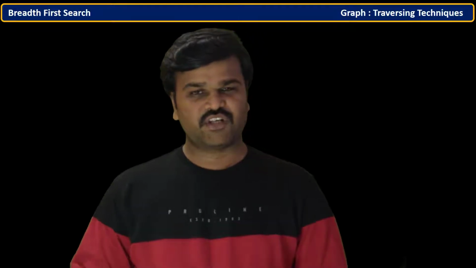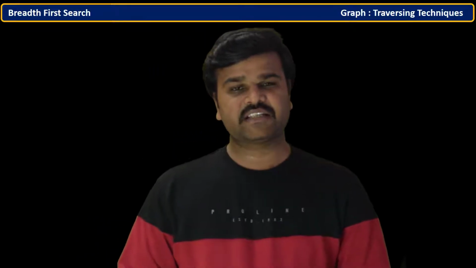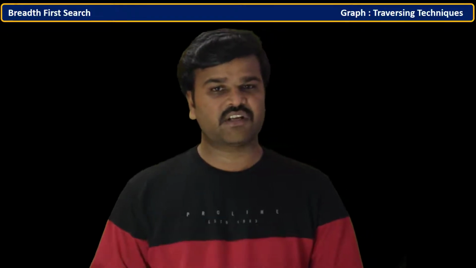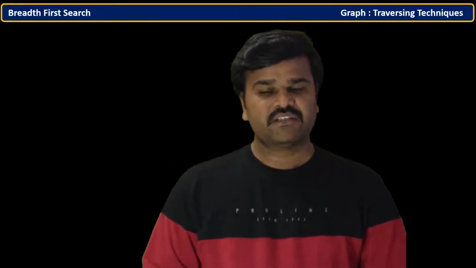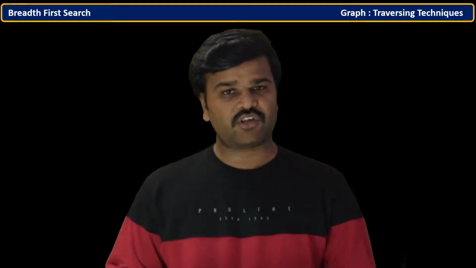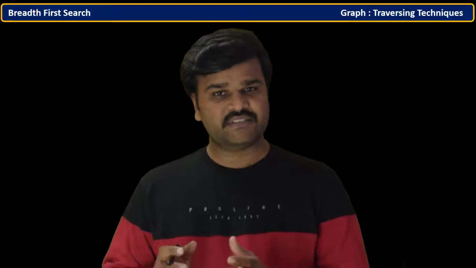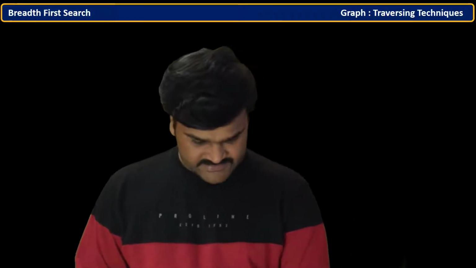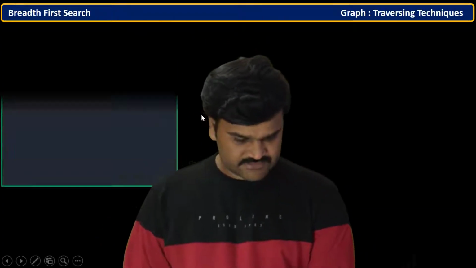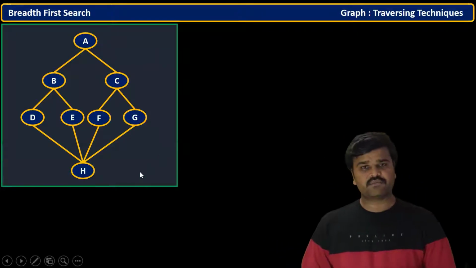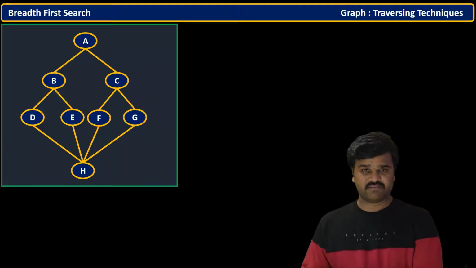Hi. So now let us see one of the graph traversing techniques, that is breadth first search. In short, we can call it BFS. Okay. So in graphs, we can start the traversing from any vertex actually. So for better understanding of this algorithm, let us take one simple graph here. This is the graph we are going to take. In this graph, we can start the traversing from anywhere actually.